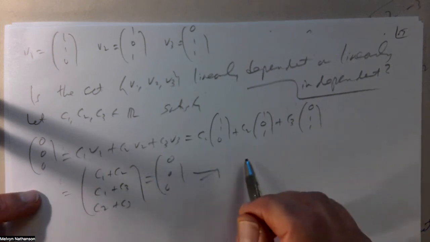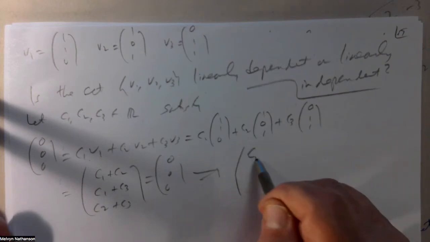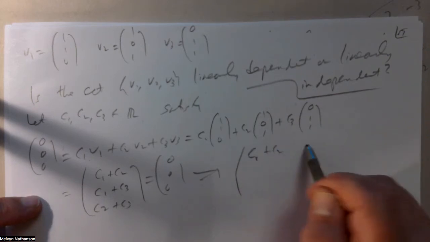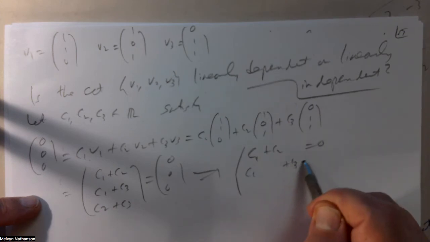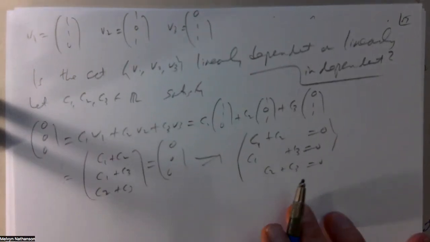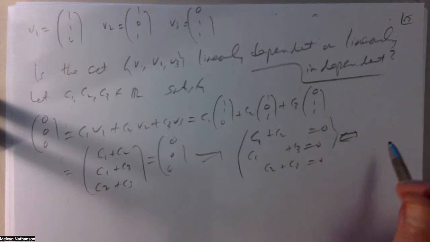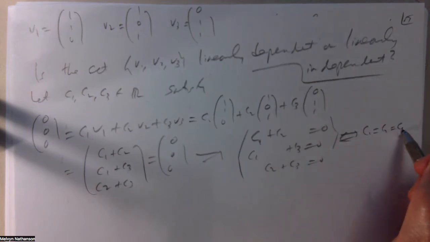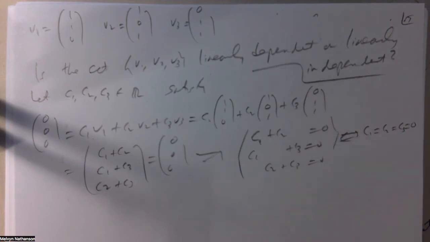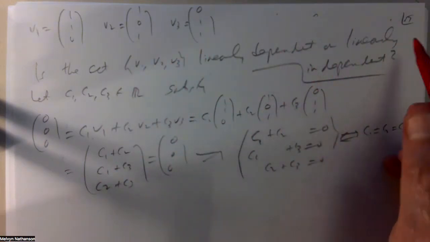So the scalars C1, C2, and C3 have to satisfy the following system of homogeneous equations: C1 plus C2 equals 0, C1 plus C3 equals 0, and C2 plus C3 equals 0. You learned from the first part of the course how to solve a system of linear equations. It turns out when you solve these equations, the only solution is C1, C2, C3 all equal to 0. So the answer to the question, is this set of vectors dependent or independent, is that they're independent, because the only linear combination of them which gives you 0 is the trivial linear combination.